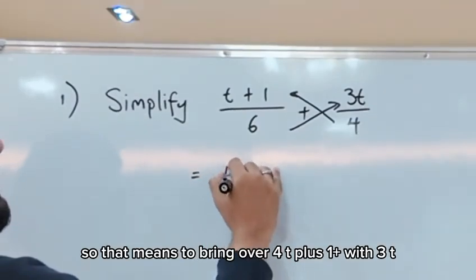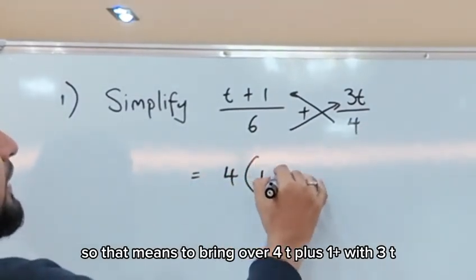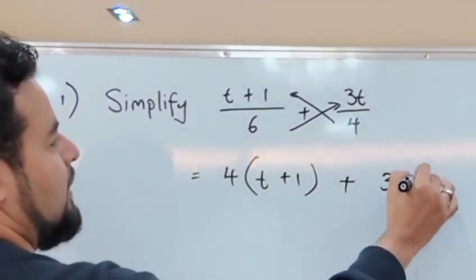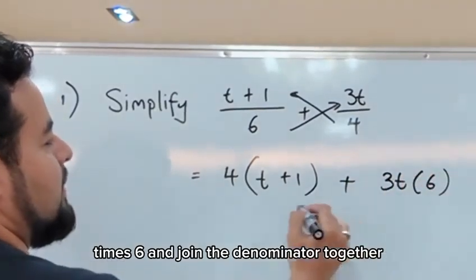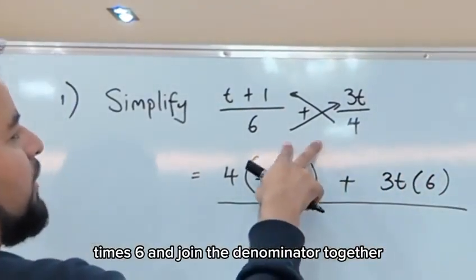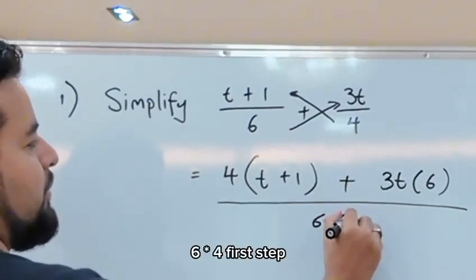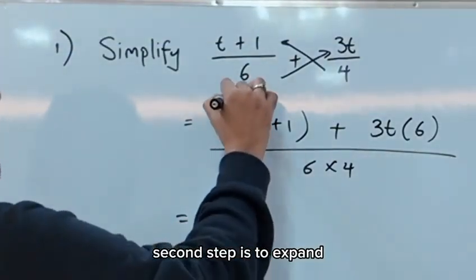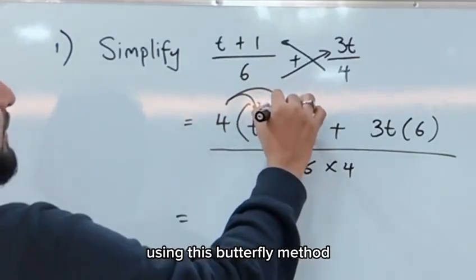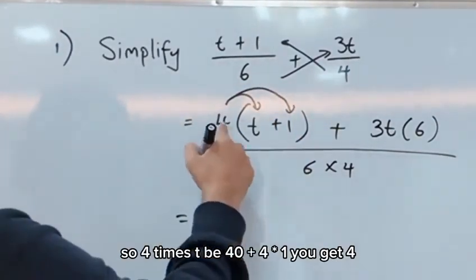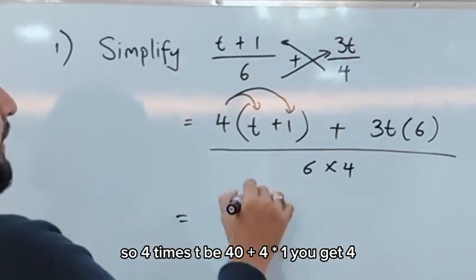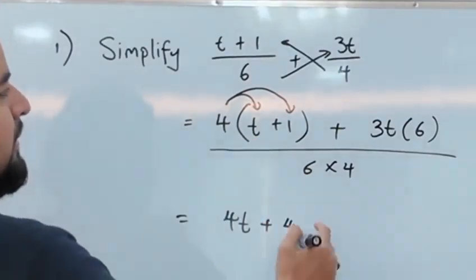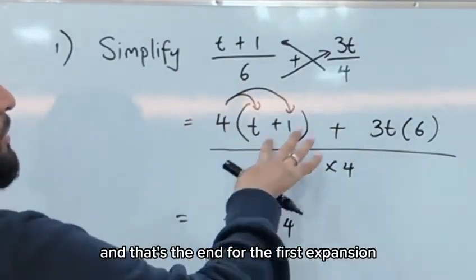So, that means to bring over 4 times t plus 1, plus with 3t times 6, and join the denominator together, 6 times 4. First step. Second step is to expand using this butterfly method. So 4 times t is 4t, plus 4 times 1, you get 4. And that's the end for the first expansion.